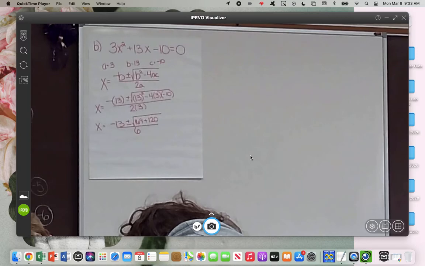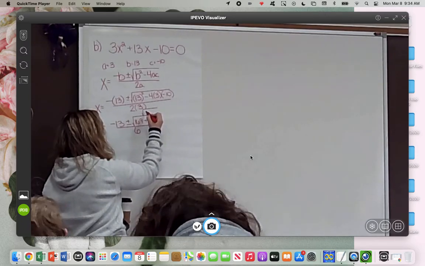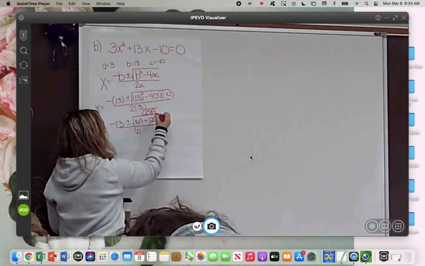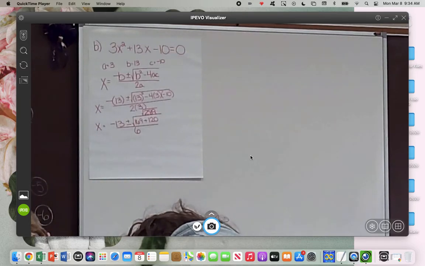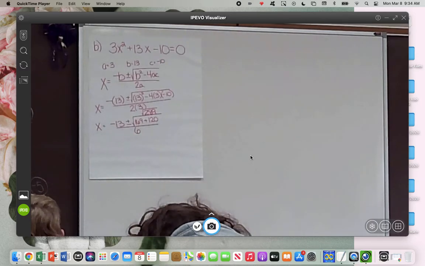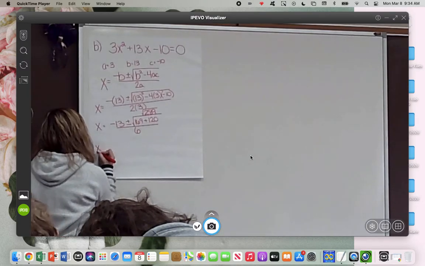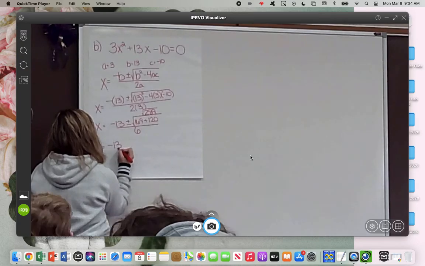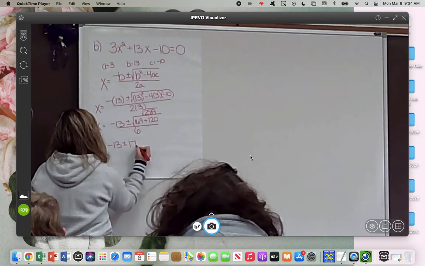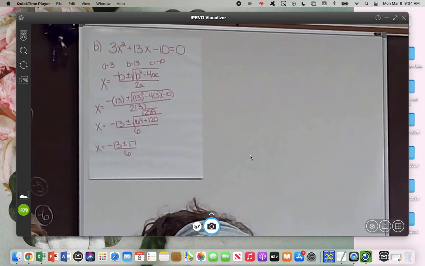All right, so we do need to simplify our square root, so let's add the inside. What is 169 plus 120? 289. You guys know that's a perfect square. What number squared gives us 289? It is 17. So the square root of 289 is 17.